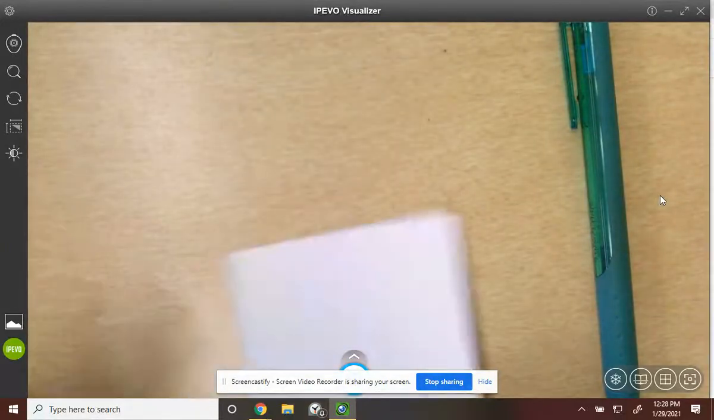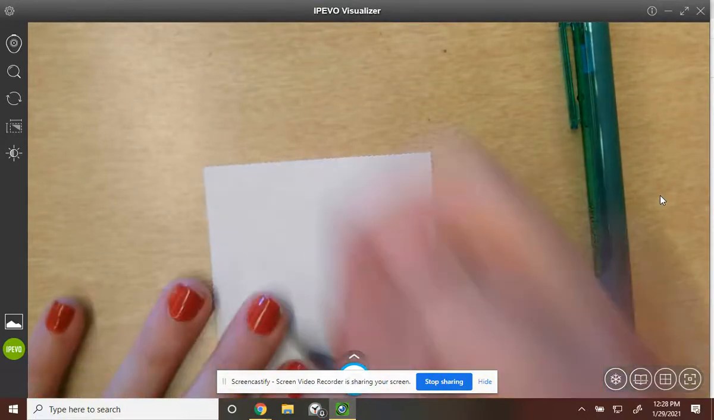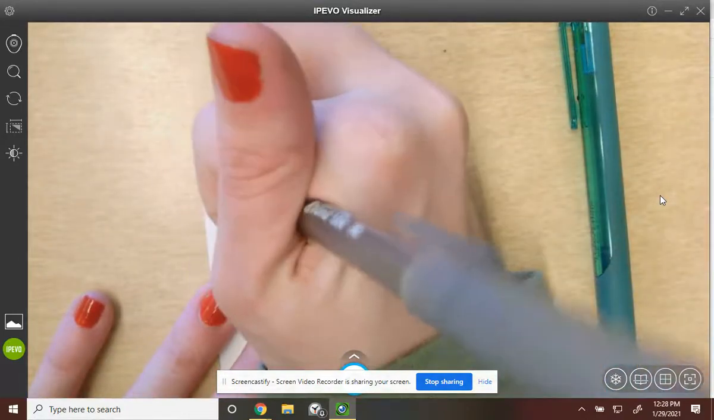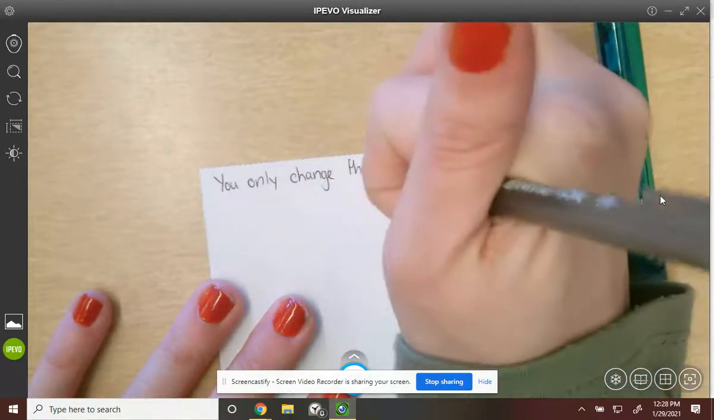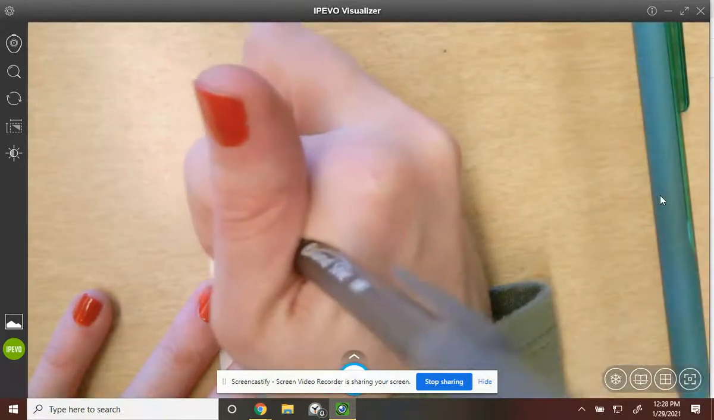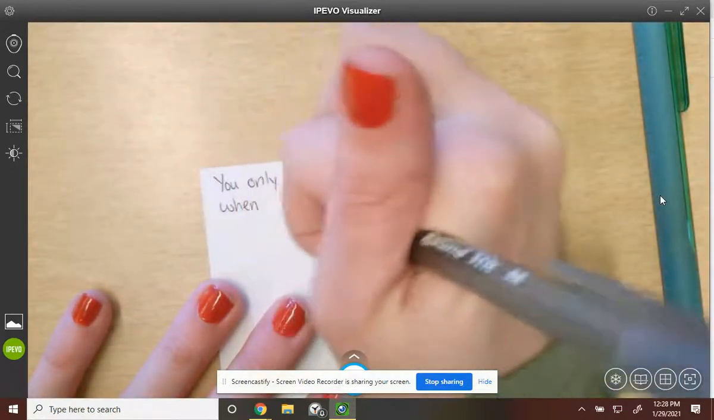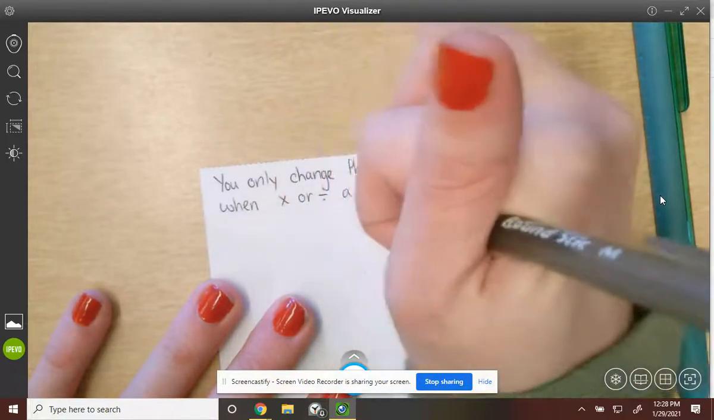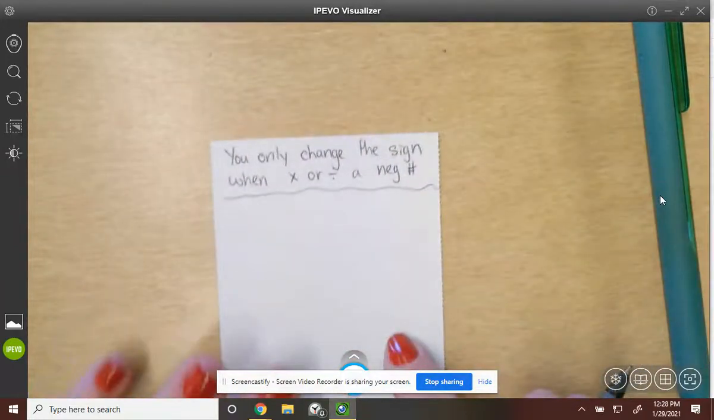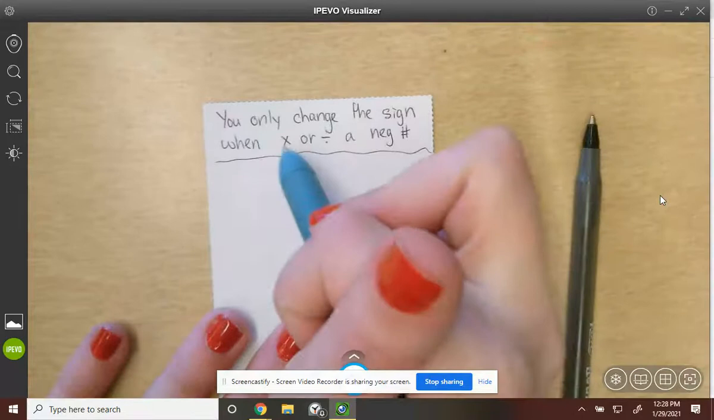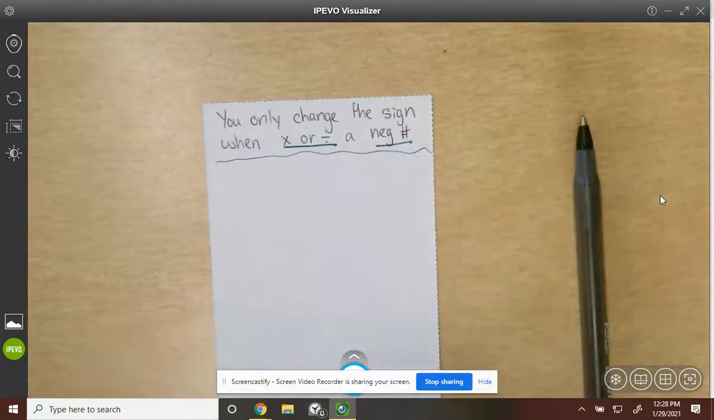Okay, so then the back side. You only change the sign when multiplying or dividing a negative number. Underline multiplying or dividing a negative number. Now this is talking about inequalities. It's really the only tricky thing about the inequalities.